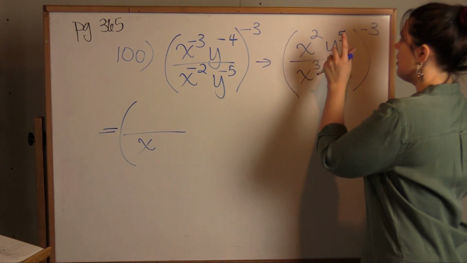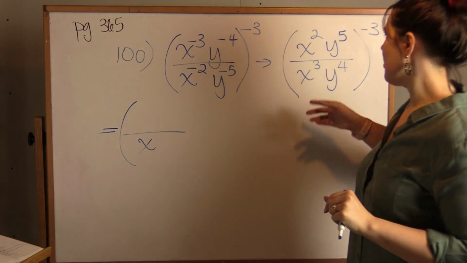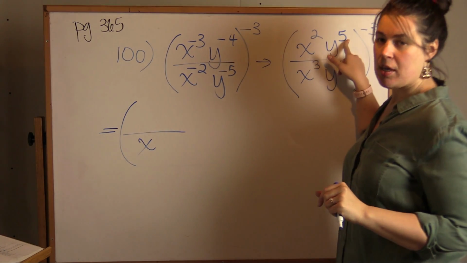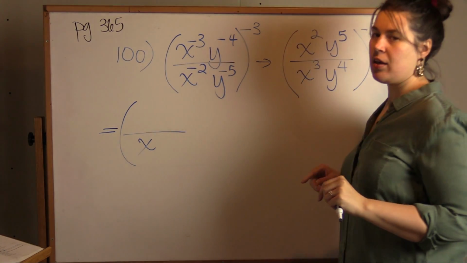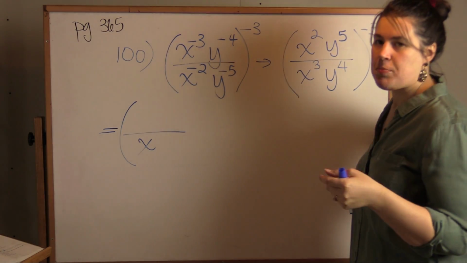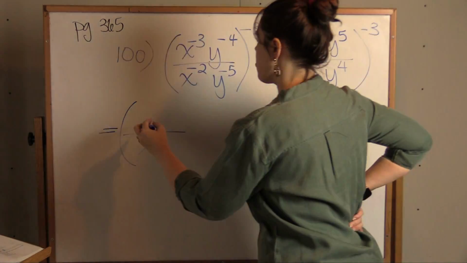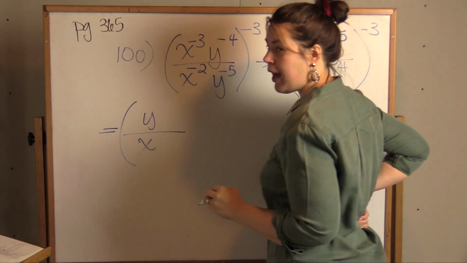For my y, I have 5 on top, 4 on the bottom. This time, the bigger number is on top. So if I do 5 minus 4, I get the value of 1y, or y to the first power. So because I started with the bigger number on top, that means the y goes on top.